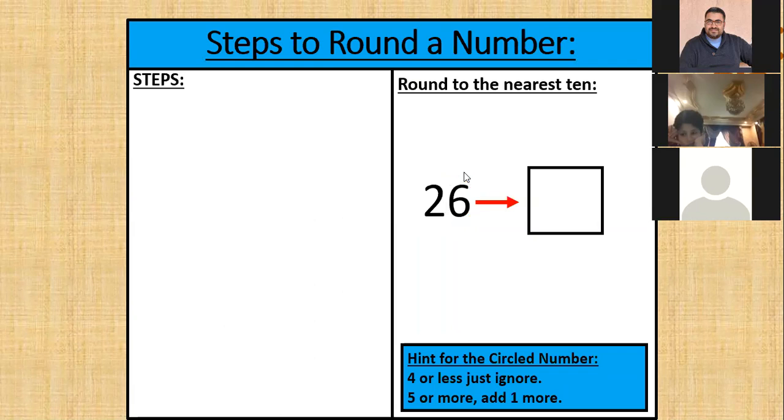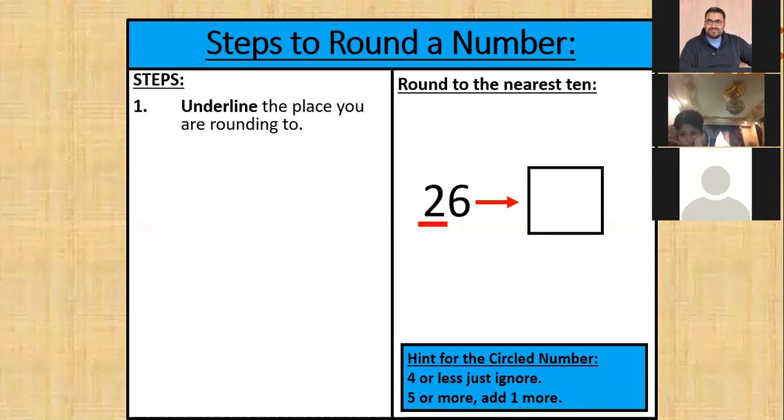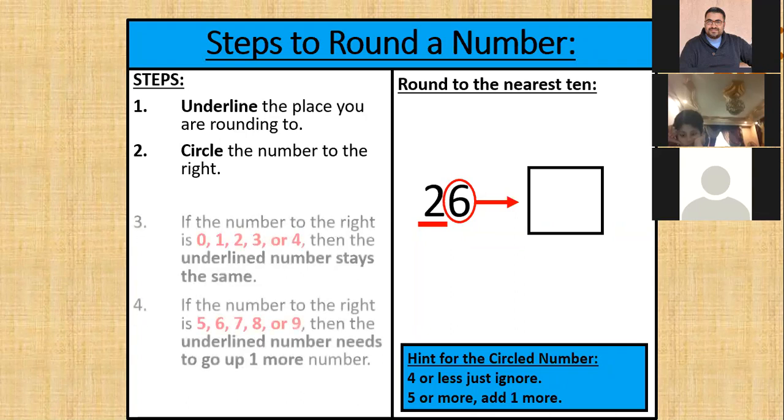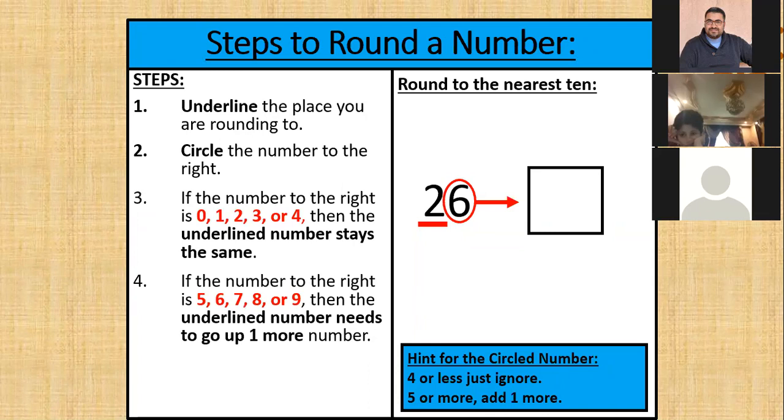So from the beginning, step number 1, put a line under the number in the 10s place. Here we have 2 in the 10s place. We will make a line under 2. This will be step number 1. Step 2, make a circle around the number on the right. This will be step number 2. Step 3, we will stop here for a moment and look at the number we circled. Is it poor or rich? 6. Is it a poor number or a rich number?